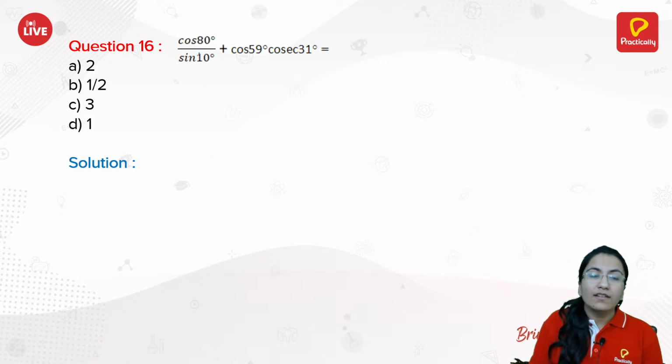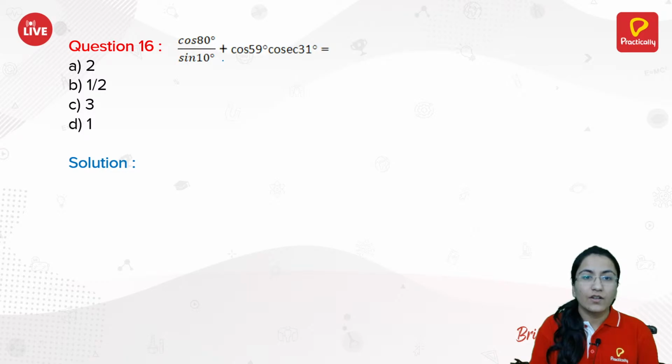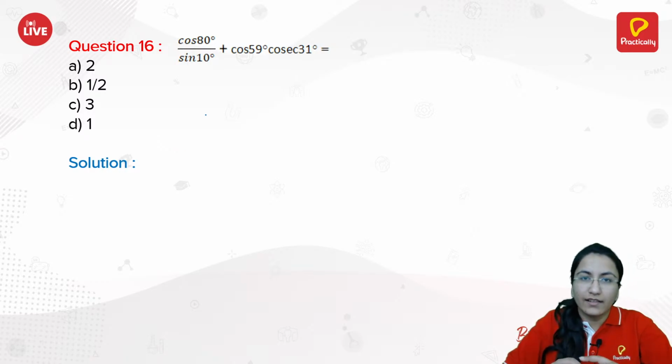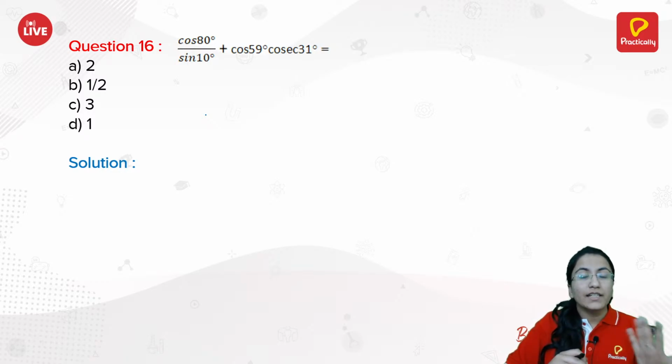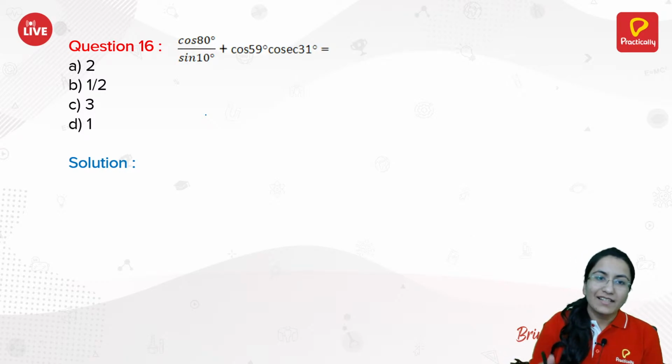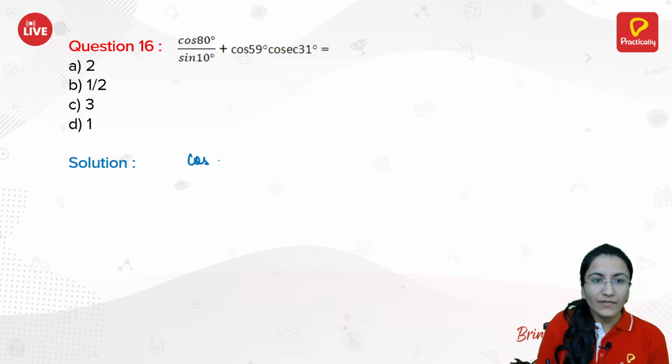Okay, let's practice this question. Now you have cos 80 degree by sin 10 degree plus cos 59 degree into cosecant of 31 degree. We need to solve for it, right? Here we have angles as 80, 10, 59 and 31. We can't write the values directly, because we don't know the values at these particular angles. So we definitely want to use some formulas from trigonometry. Let's use those formulas.